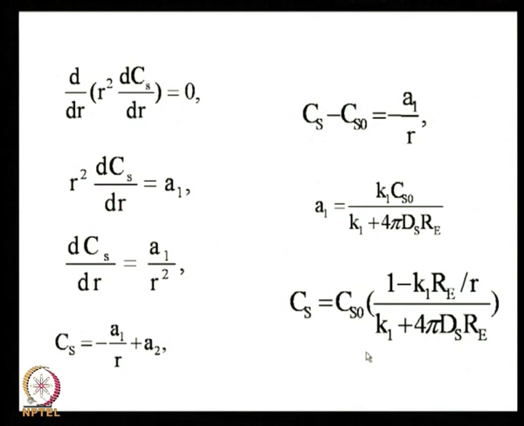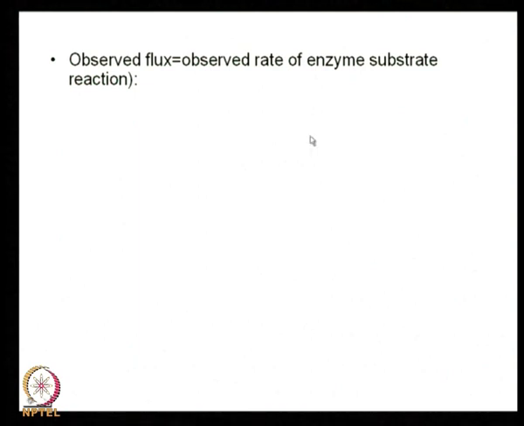So, what are we trying to find here? Those of you who were there in the last class, one of the major aims is trying to quantify the reaction rate. Which reaction rate? Yeah, the observed reaction rate. The intrinsic reaction rate could be different, but there is an observed reaction rate, not the surface reaction rate, but an observed reaction rate. So, observed reaction rate or observed flux is equal to the observed rate of surface substrate reaction.